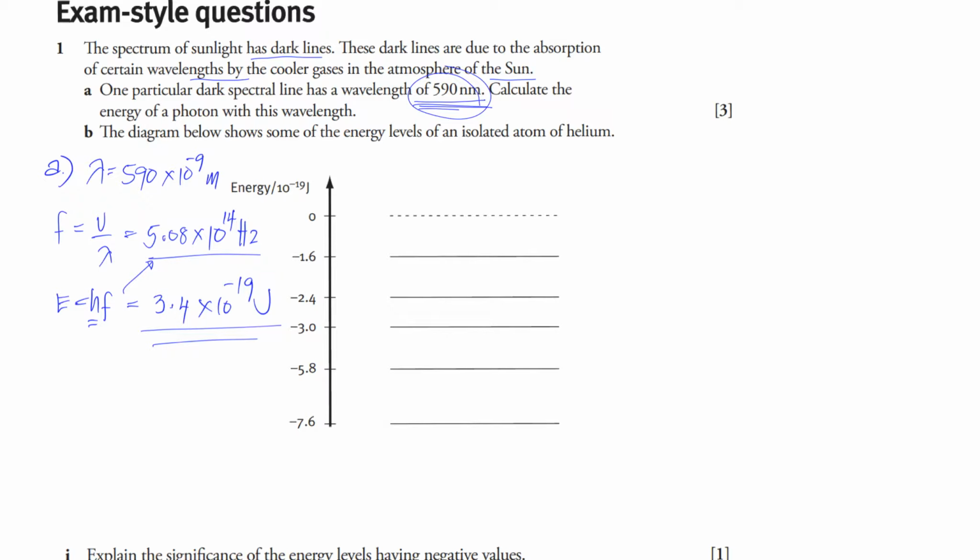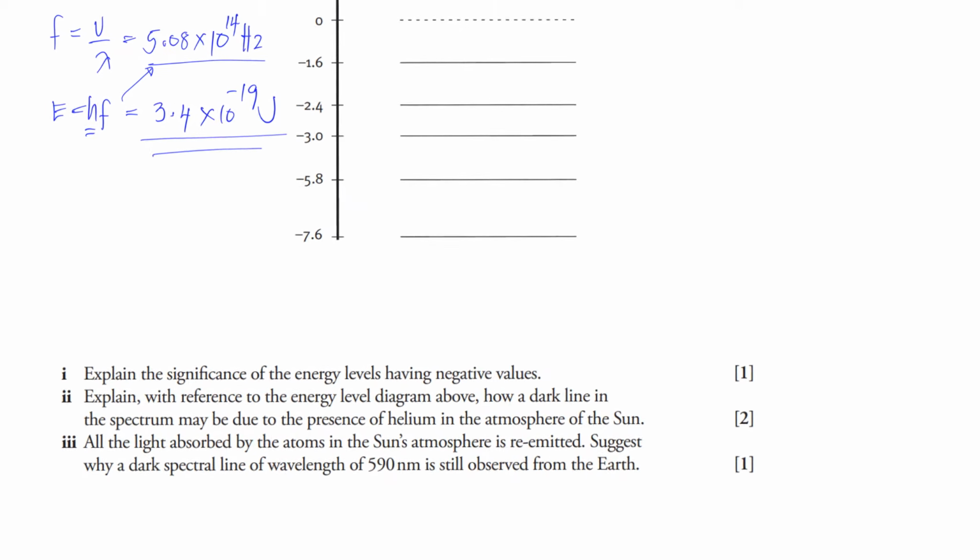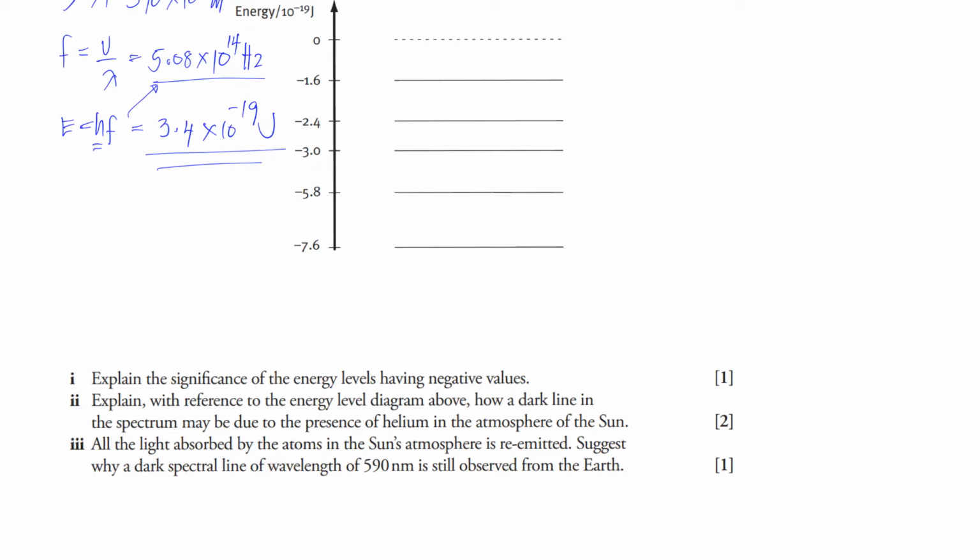Letter B. The diagram below shows some of the energy levels of an isolated atom of helium. So let me put this up. Up to this part. Explain the significance of the energy levels having negative values.